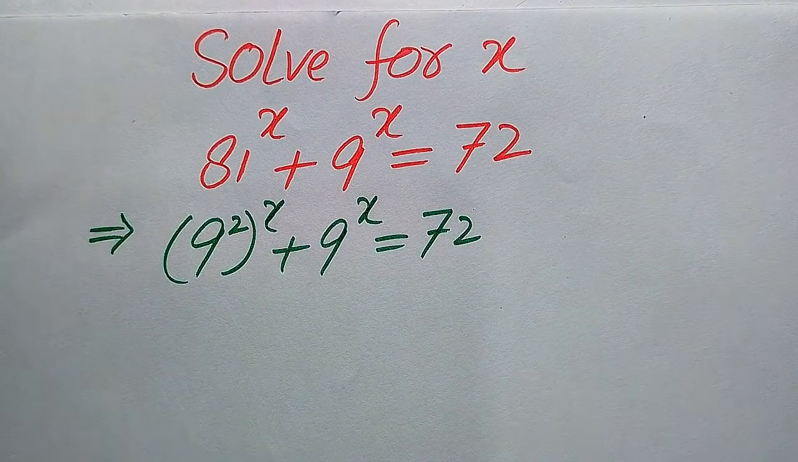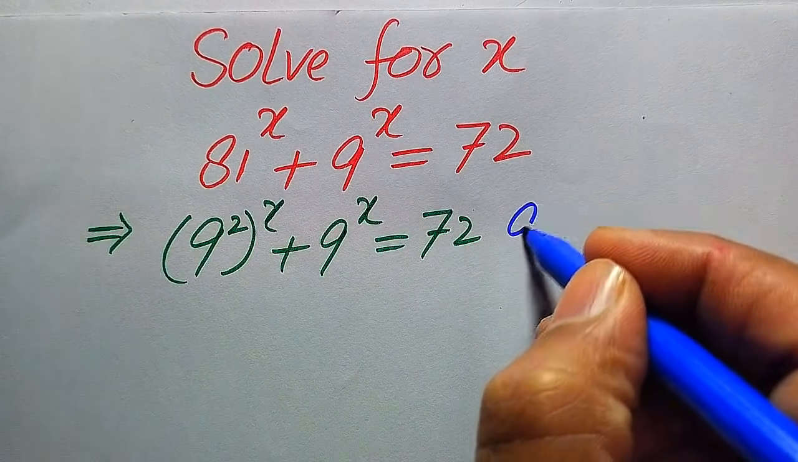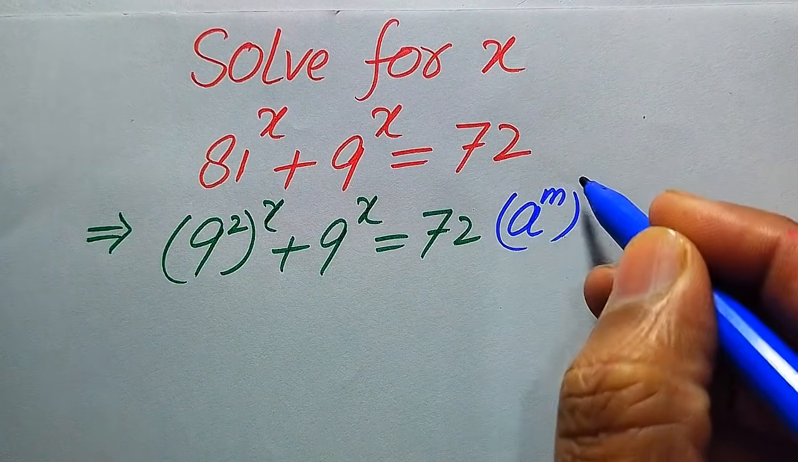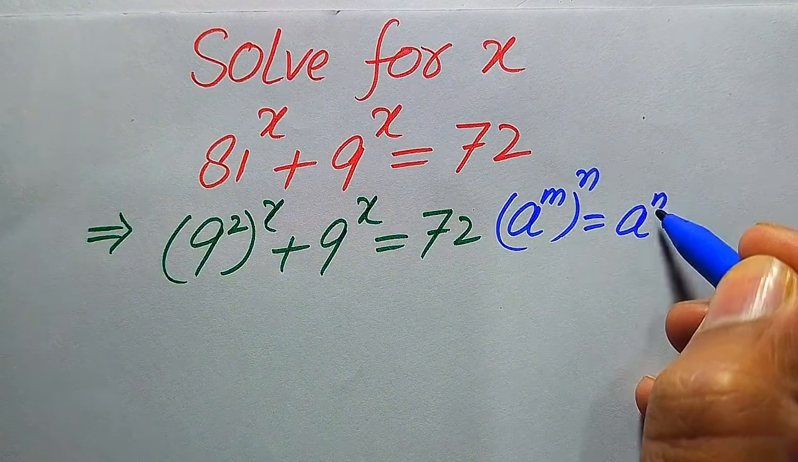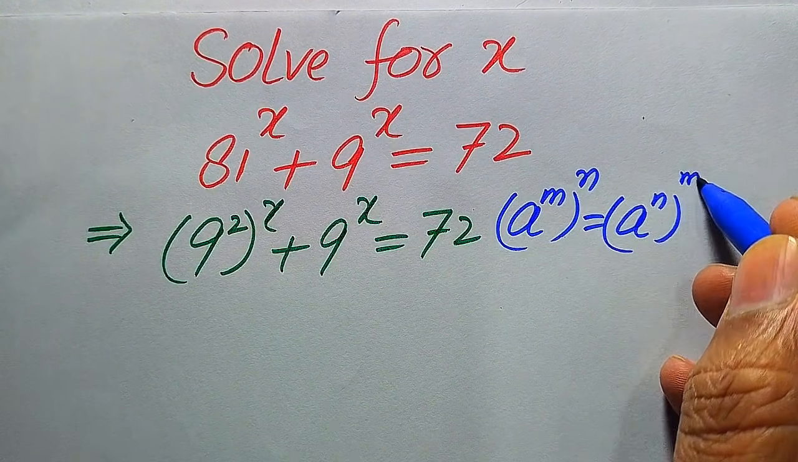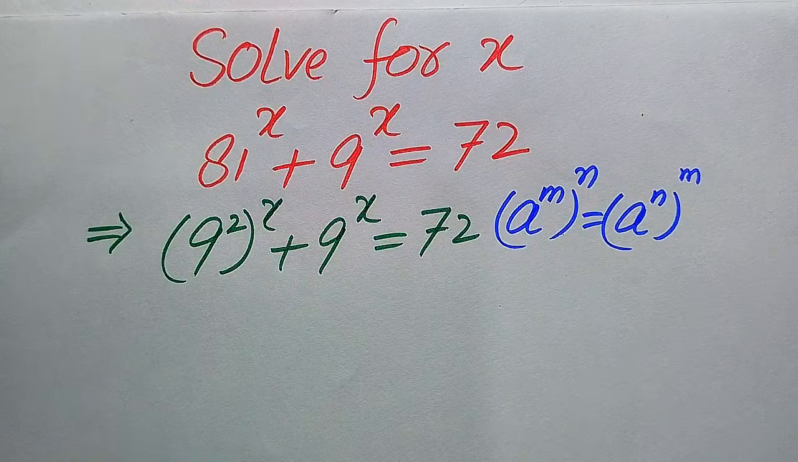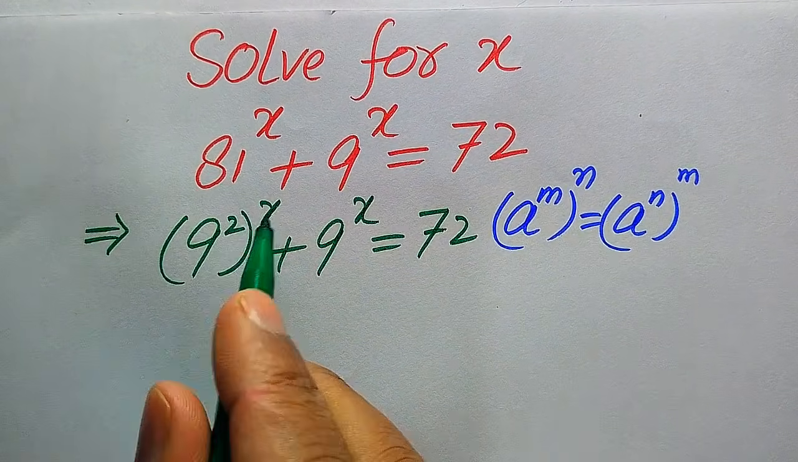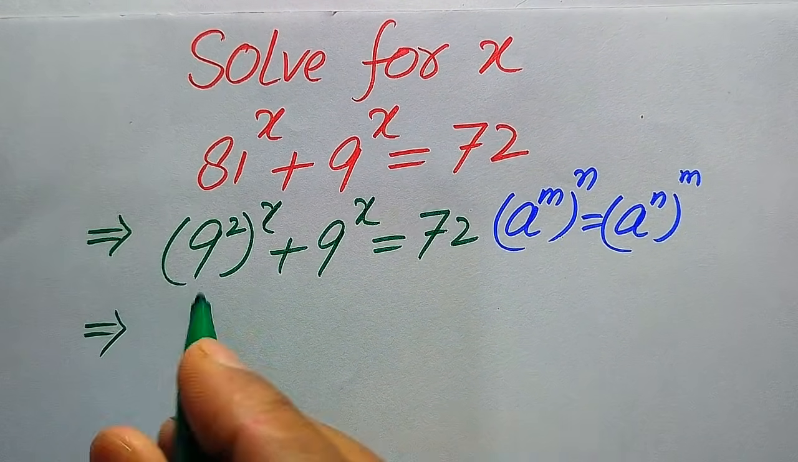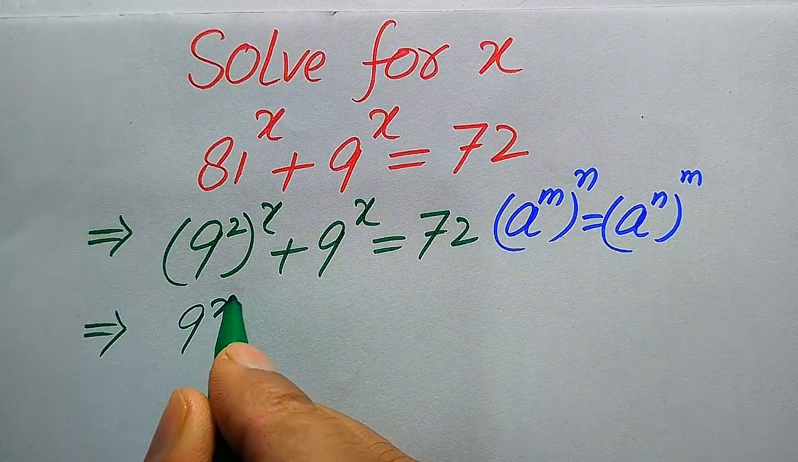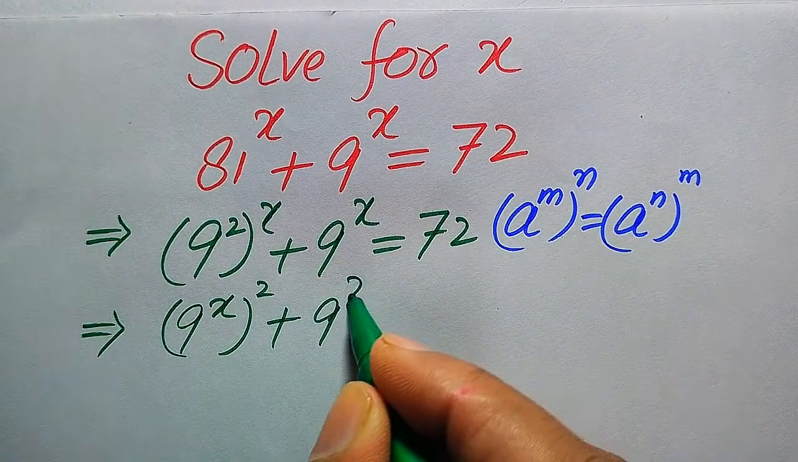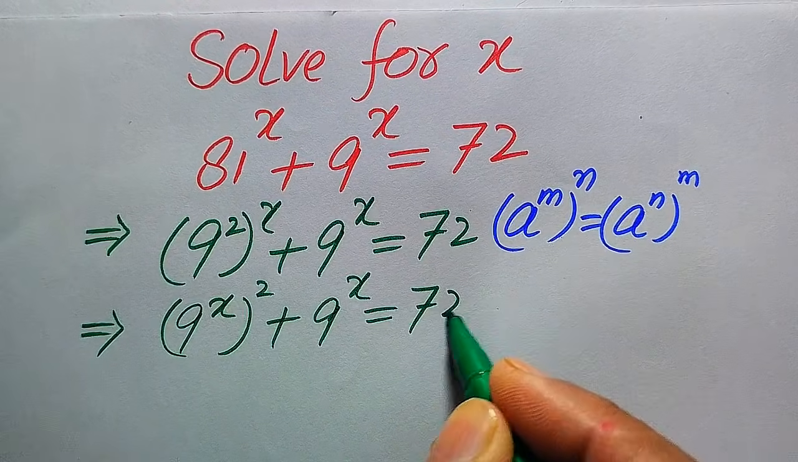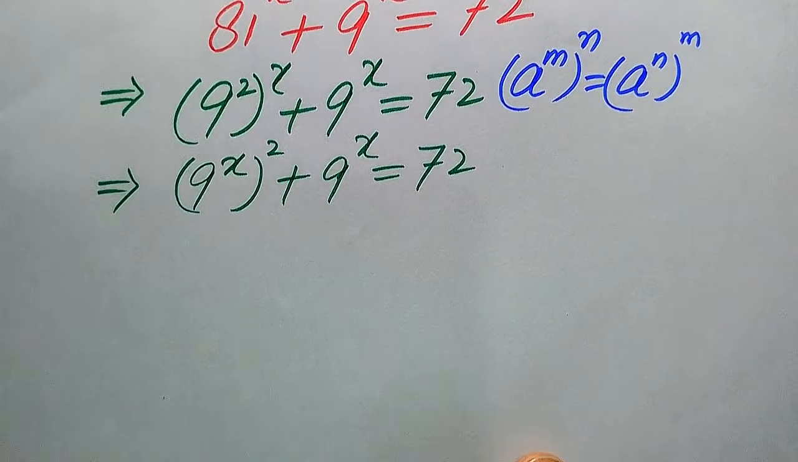Here we use the nice exponential law. You know about that, if we have a to the power of m to the power of n, here we interchange both of these two exponents and it will be written as a to the power of n to the power of m. According to this rule of exponents, we interchange both of these two exponents and it will be written as 9 to the power of x and its whole square, plus 9 to the power of x is equal to 72.